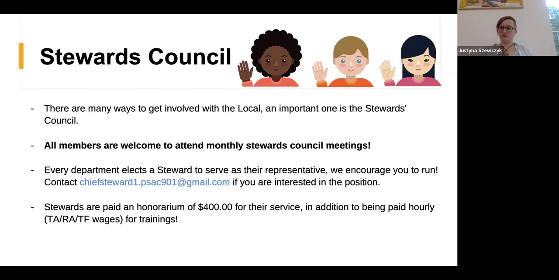All members are welcome to attend those Stewards Council meetings, because at those meetings we discuss what's happening across departments. This is when stewards suggest different actions, share experiences, problems. That's when we brainstorm what to do, what are issues of concern, and what do we want to do about it. So those councils are not limited to stewards. To the contrary, we want as many members to come to participate in day-to-day running of the union.